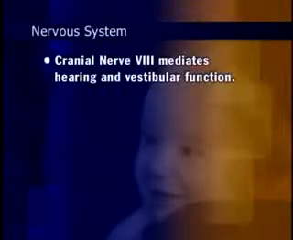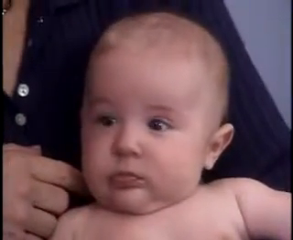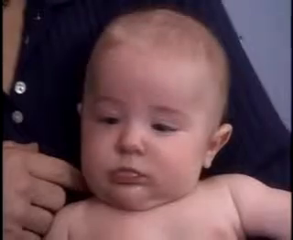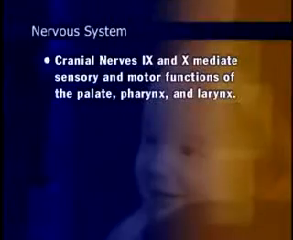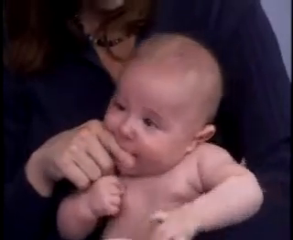Cranial nerve 8 mediates hearing and vestibular function. Cranial nerve 8 may be assessed by testing acoustic blink reflex and tracking in response to sound. Cranial nerves 9 and 10 mediate the sensory and motor functions of the palate, pharynx, and larynx. These nerves are assessed by observing the infant's coordination during swallowing.